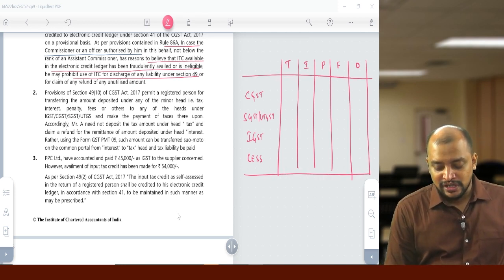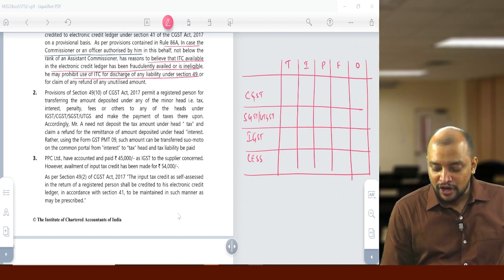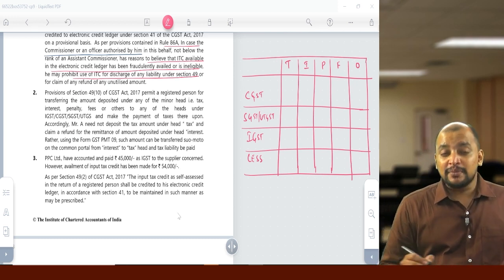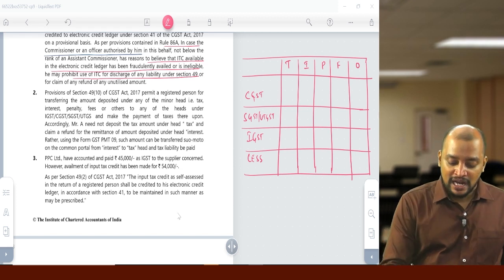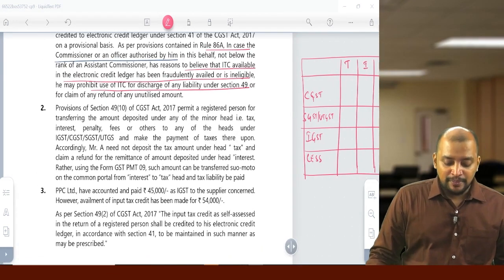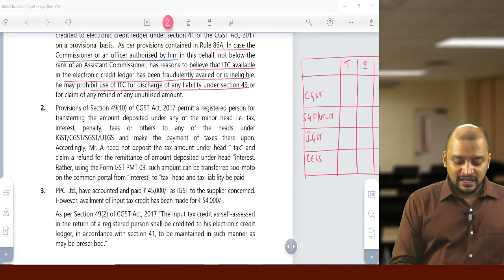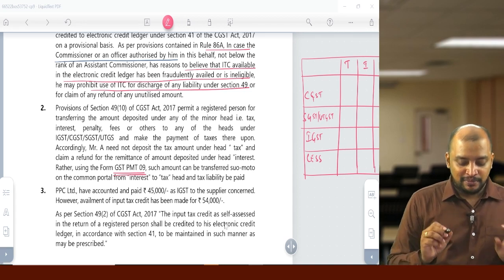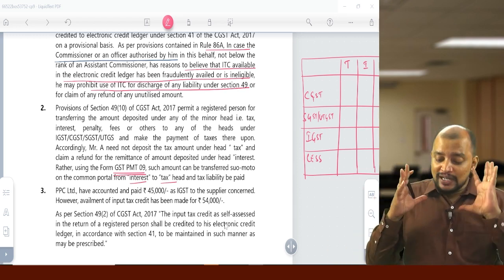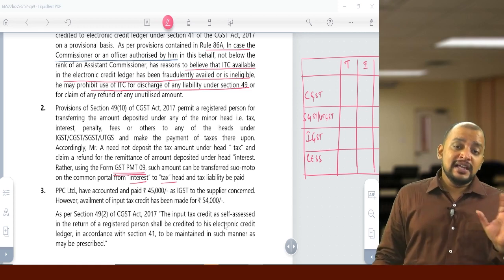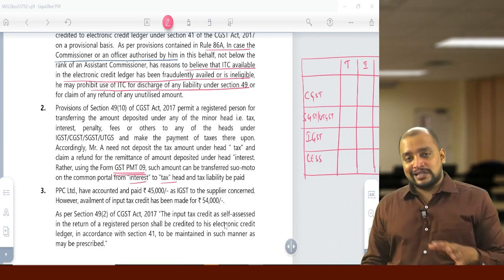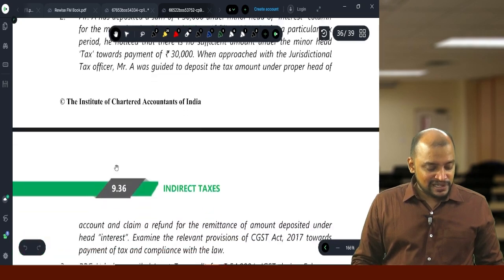Now when we make a deposit into a particular cell, for shifting the balances from one cell to another cell in the cash ledger, we can use form GST PMT 9. Okay, so about that you need to write. In this case, he deposited under the wrong minor head, so that balance can be transferred using PMT 9. It can be transferred from the interest head to the tax head and used for tax liability. So between these 20 cells, the balance can be transferred from any cell to any cell. We don't have to pay again and get a refund of the old amount, not necessary. Okay, that is the answer for question number 2.